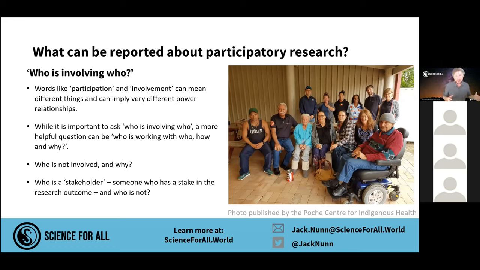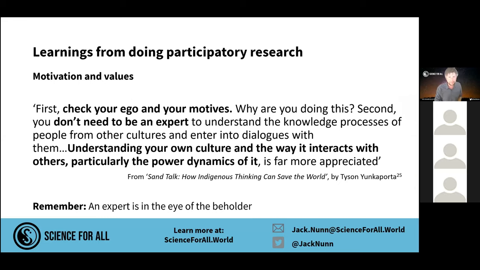But for me, as a researcher coming into a community, it's a power relationship and you have to acknowledge it. Words like participation and involvement can mean different things to different people and can imply very different power relationships. I prefer to ask the question, who's working with who, how, and why, and who's not involved? And who is a stakeholder, who has a stake in this research, and who doesn't? All of that kind of data can be reported with STARDIT. I also wanted to quote Tyson Yunkaporta, who wrote a book, Sand Talk, which I really would recommend all of you to read.